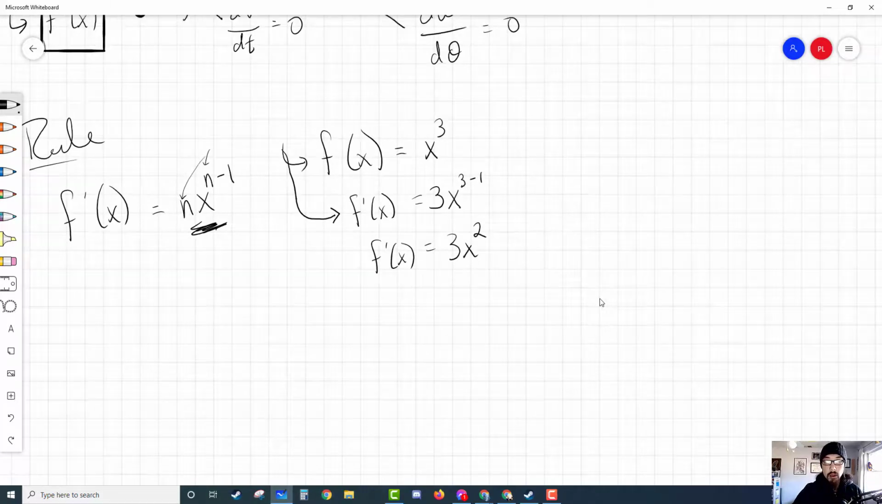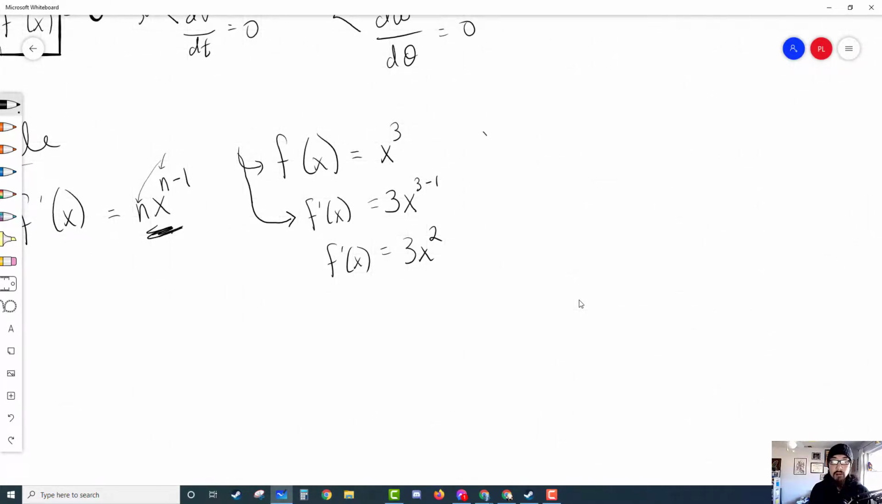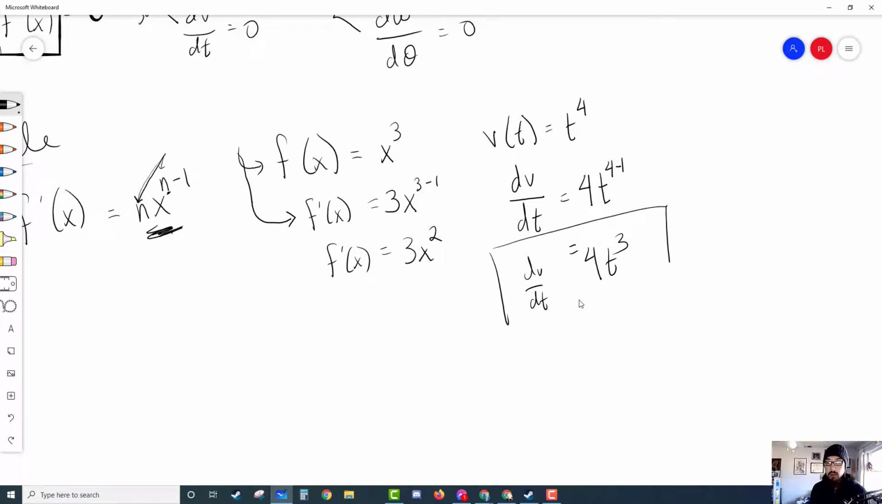All right, let's try another one. So let's see if we have v sub t is equal to t to the 4th. If I were to take the derivative, we want to bring this exponent down to the front, 4, and we see that here, this is the exponent n, and we're bringing it down to the front. The independent variable, which is t, and then 4 minus 1, and so what this ends up, dv/dt, is 4t to the 3rd, and this is my final answer.